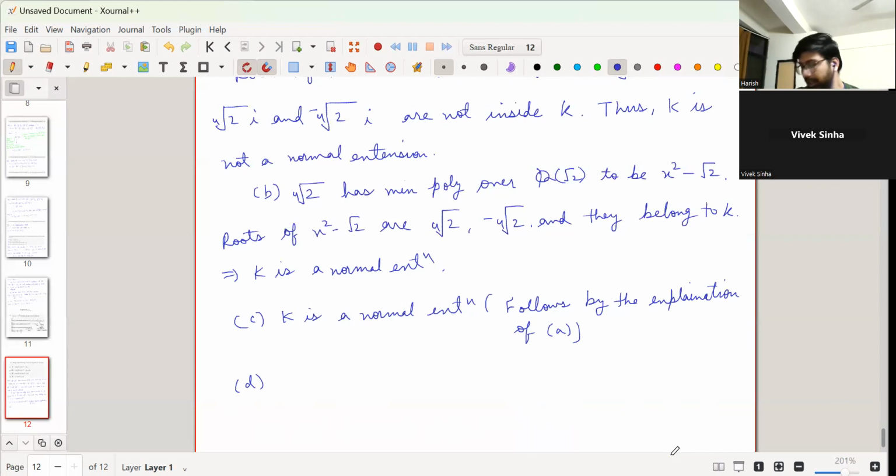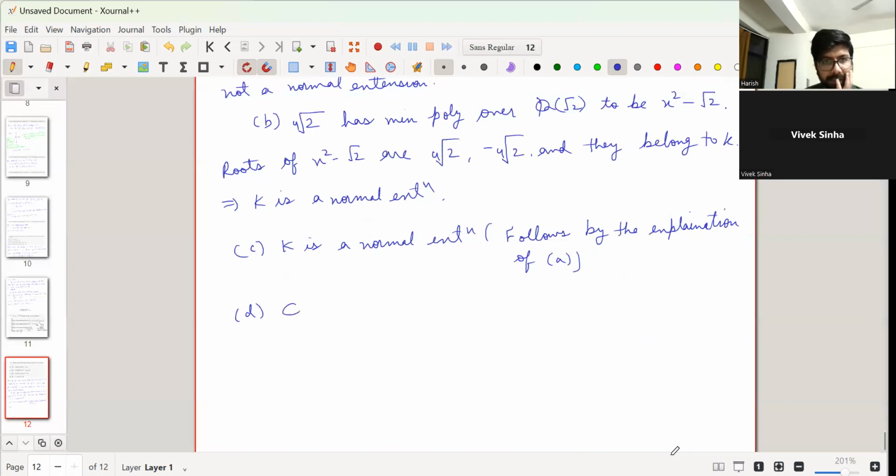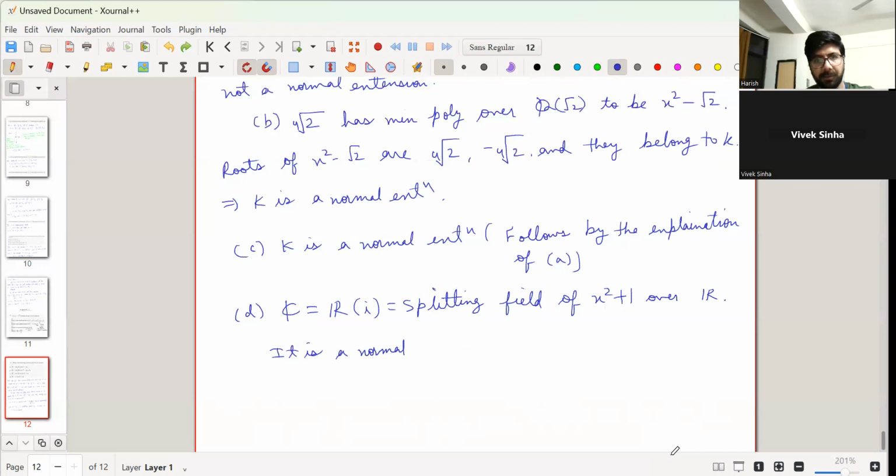Now D part, C over R. So C is just R adjoin i, and this is the splitting field of x square plus 1 over R. So this is also a normal extension. Is it okay?